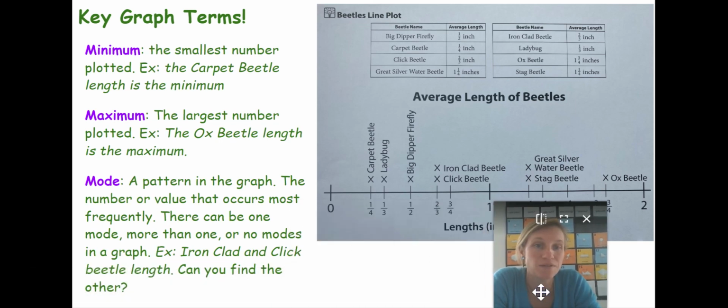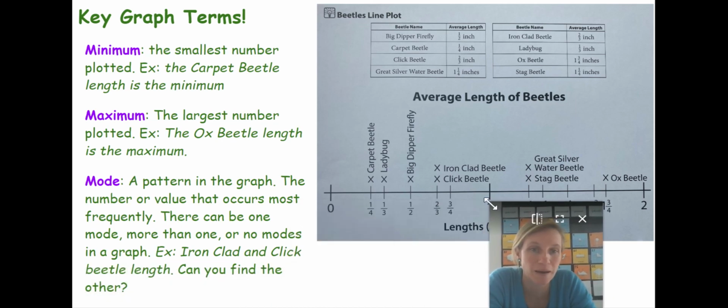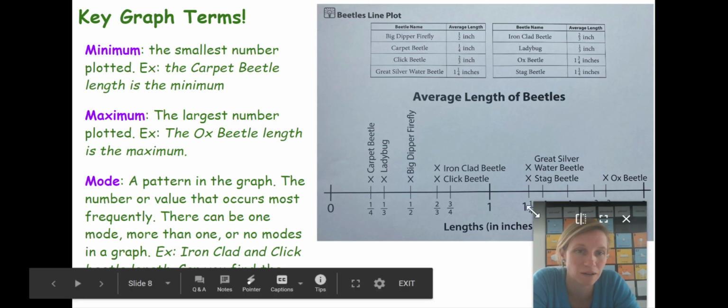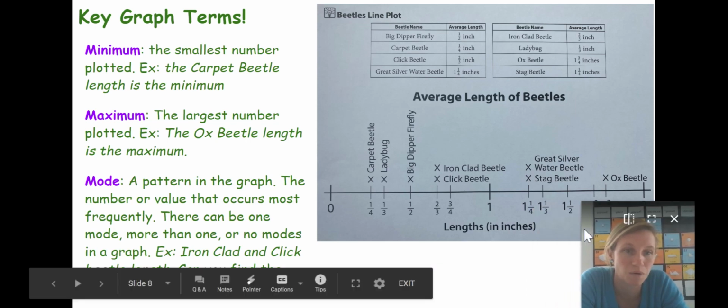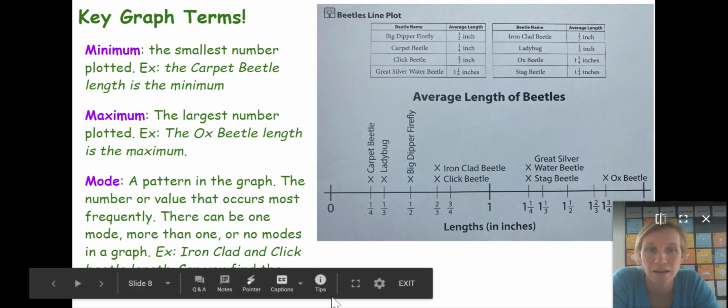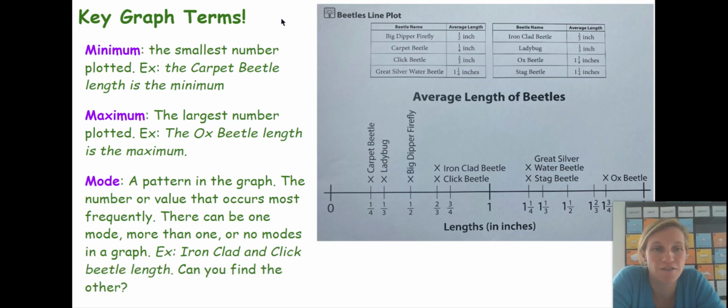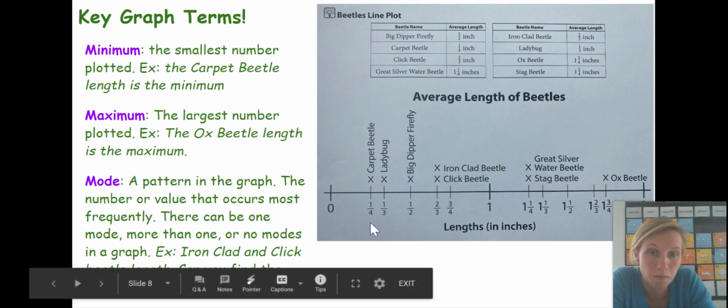So when we look at graphs, there's some key terms. When you're looking at data, it's often important for you to analyze the minimum. And the minimum on a line plot is the smallest number that's plotted. So when we look at the average length of beetles, we can see that the carpet beetle at 1/4 of an inch has the smallest average length. So that would be our minimum.